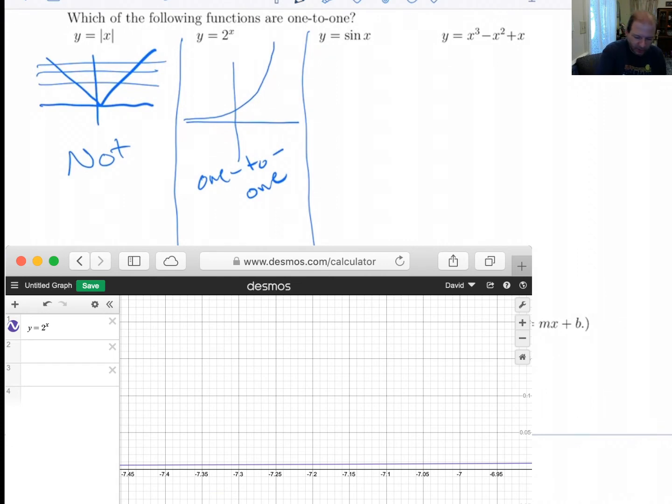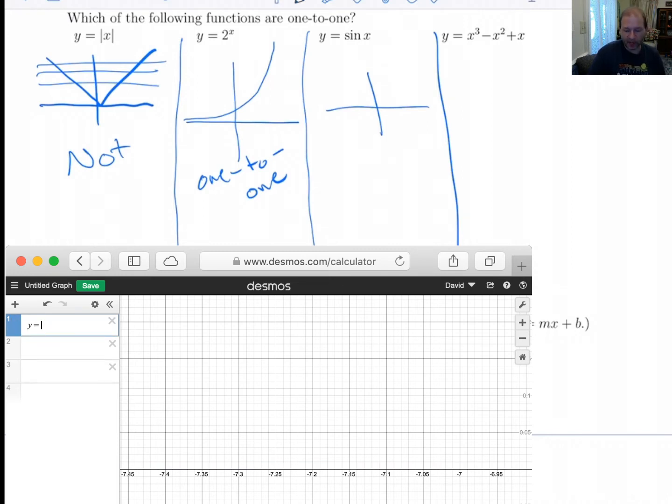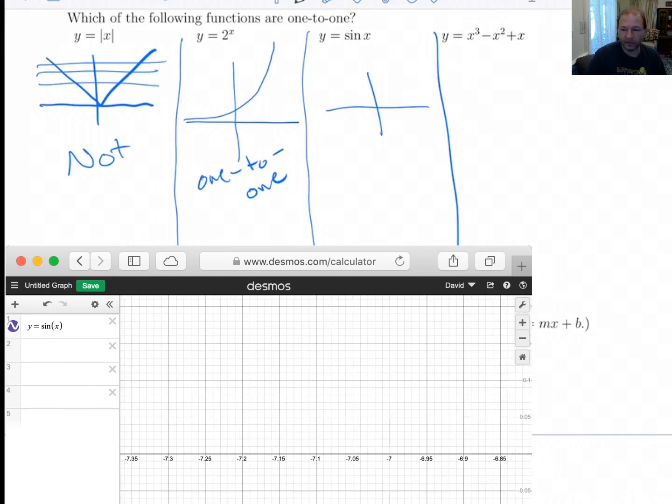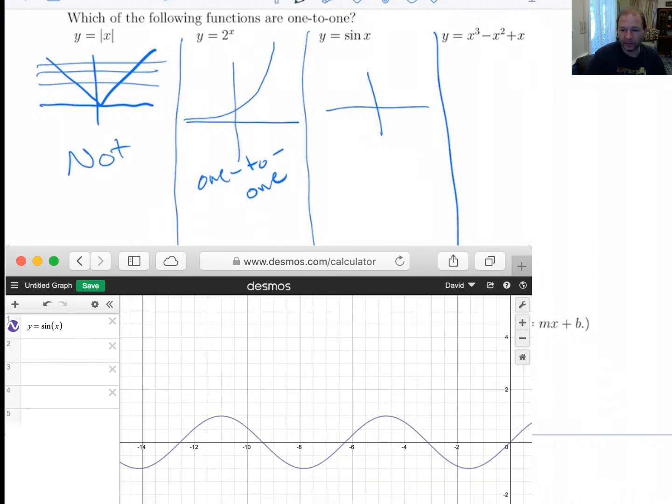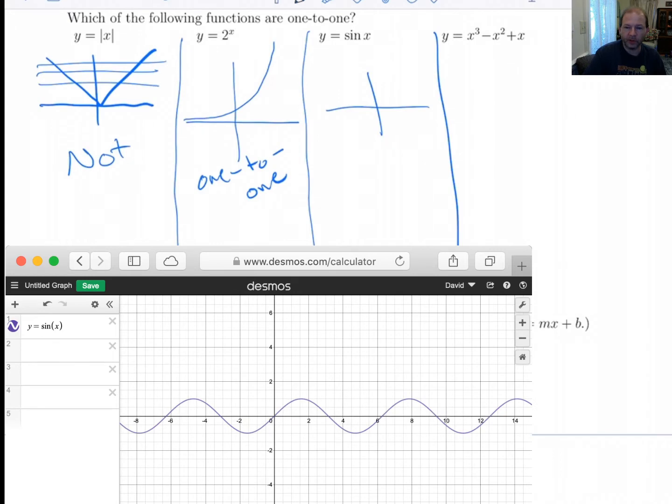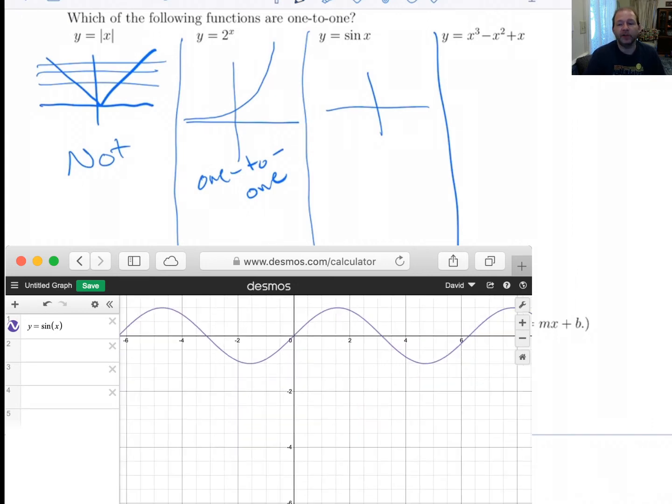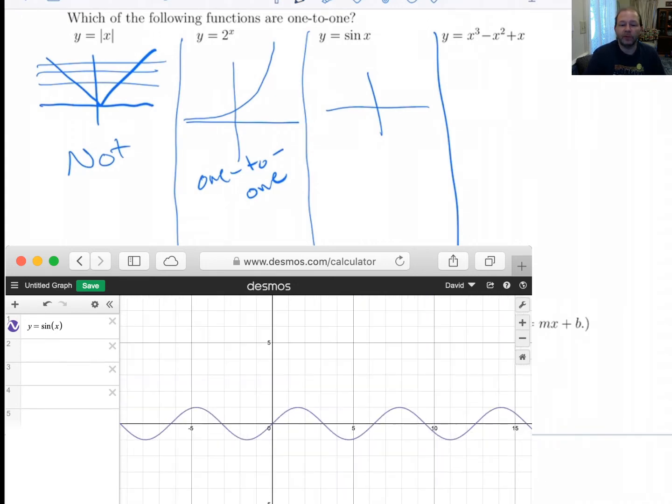All right, the next one, if you've done any trig before, you can probably answer this one right off. But let's say you haven't done any trig. If we just graph y equals sine x, and let's zoom back out to something normal, you can look at this and see there are lots of places on this graph where you could draw a horizontal line and it would touch it in infinitely many places. So this is not one-to-one.